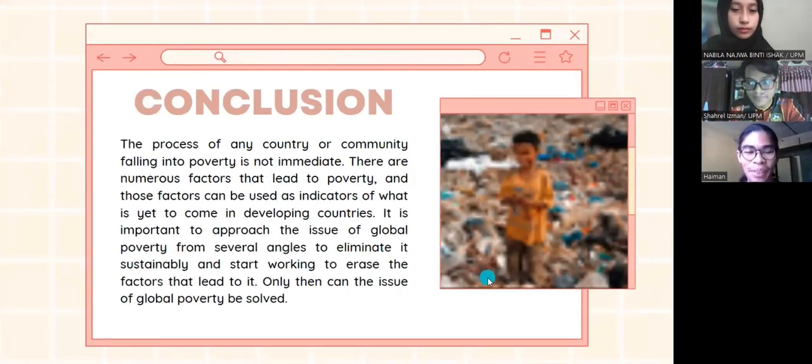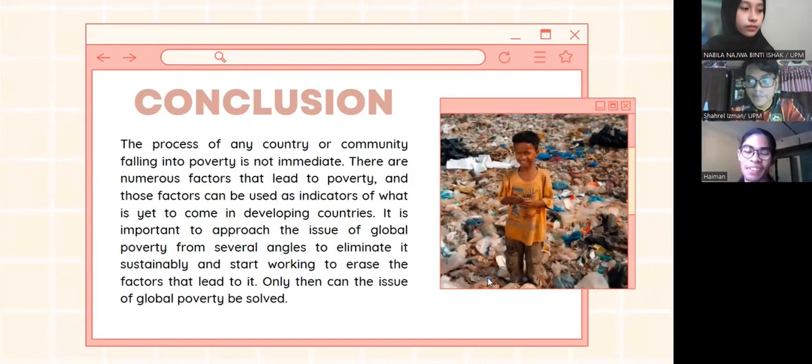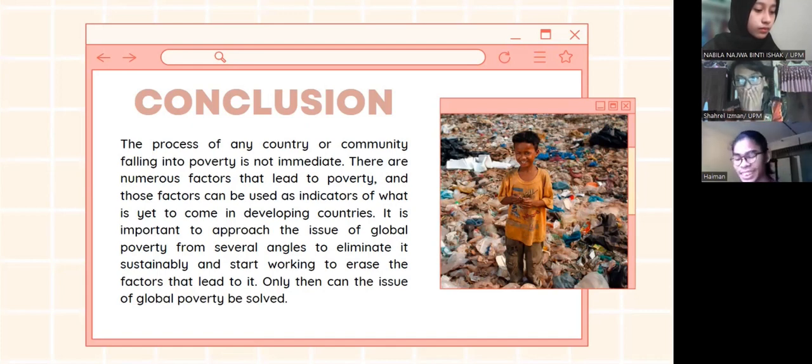So to wrap it up, we could say the process of any country or community falling into poverty is not immediate. There are numerous factors that lead to poverty, which we have discussed before, which is climate change, low level of education, poor financial planning, and also economic crisis. And those factors can be used as indicators of what is yet to come in developing countries.